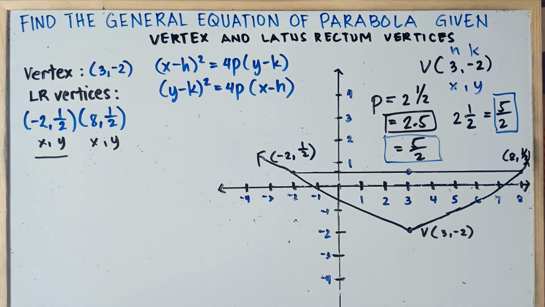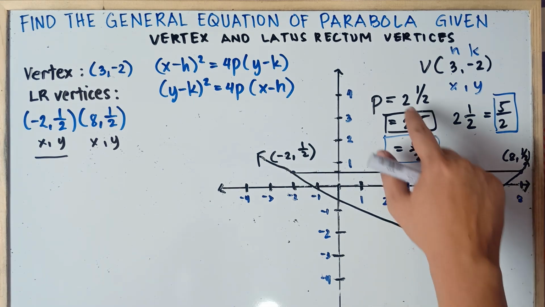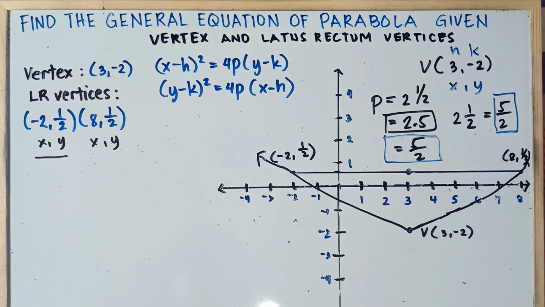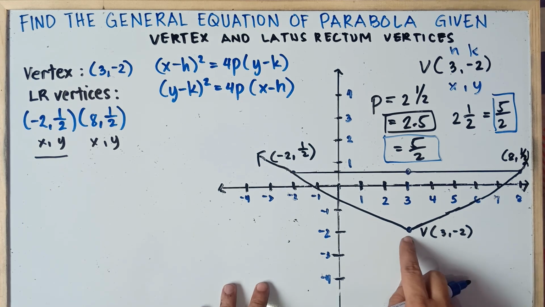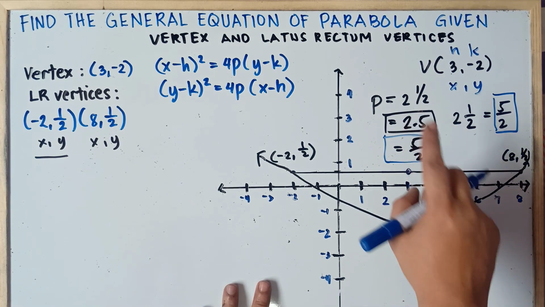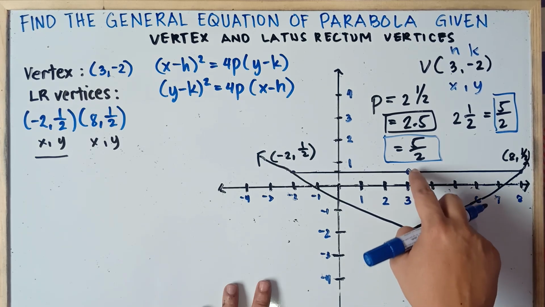It's either of the three, class, because some teachers will not advise you to use decimals. So instead of 2 and 1/2, you can write 5 over 2. That's the same. The distance from the vertex to this focus, P, is 2 and 1/2: 1, 2, and then 1/2.